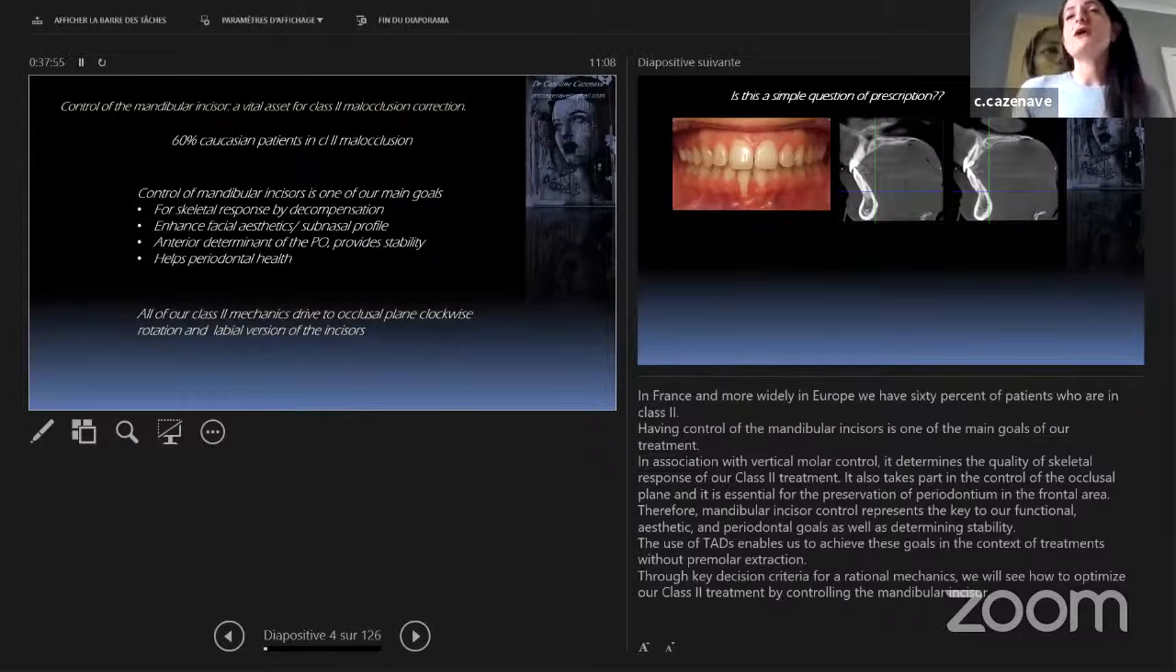In France and more widely in Europe, we have 60% of patients who are in class 2. Having control of the mandibular incisors is one of the main goals of our treatment. In association with vertical molar control, it determines the quality of skeletal response of our class 2 treatment.